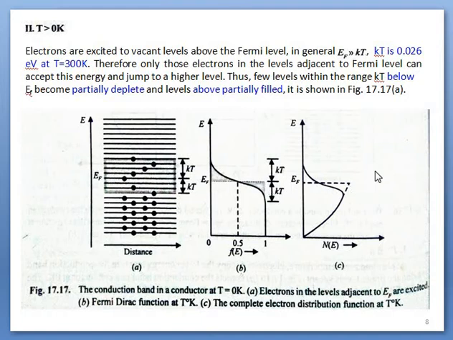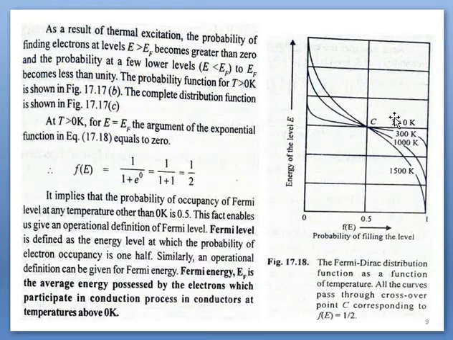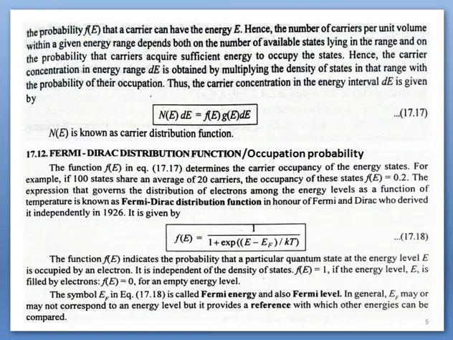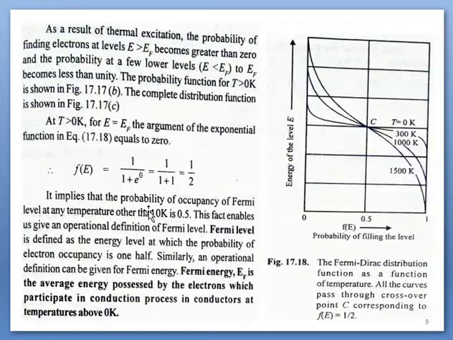This is at temperatures greater than 0 Kelvin. Let's see what the value of the probability distribution function is at high temperatures. If T is greater than 0 Kelvin and E equals EF, then e to the power 0 means 1, so F equals 1 by 2, or 0.5.